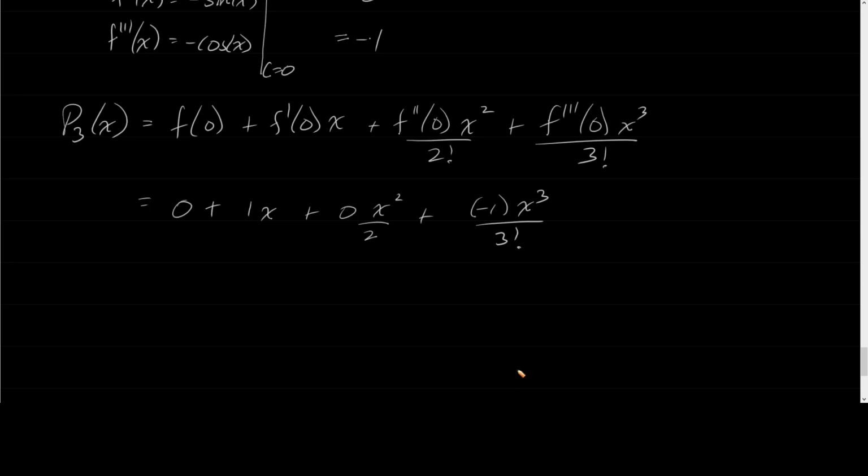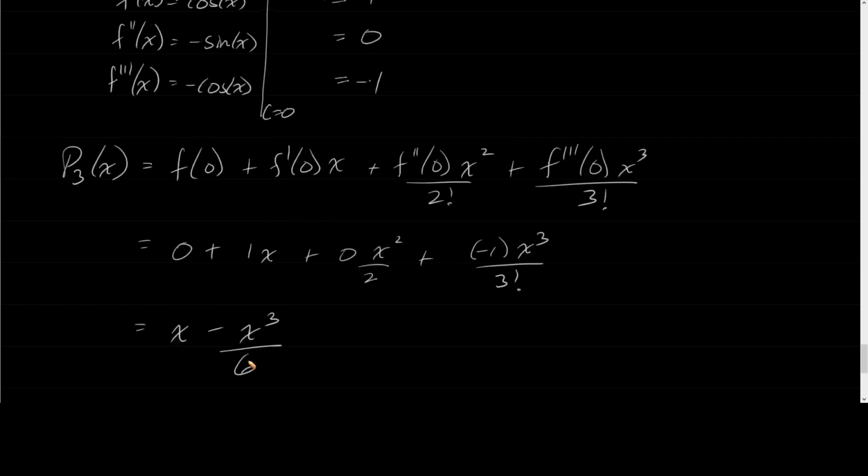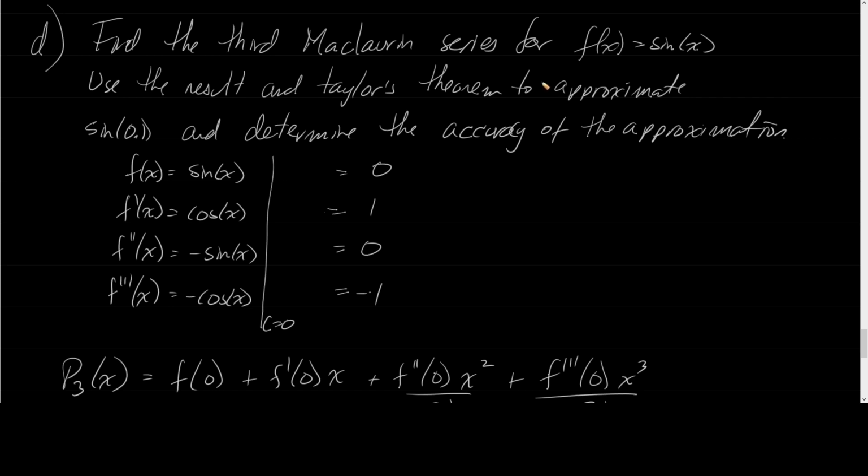So we can actually reduce this now, the zeros go away. So I have x minus x cubed over 3 factorial. 3 factorial is just 6. So there we go. We found the third Maclaurin polynomial for sine. Now, what was the next part?